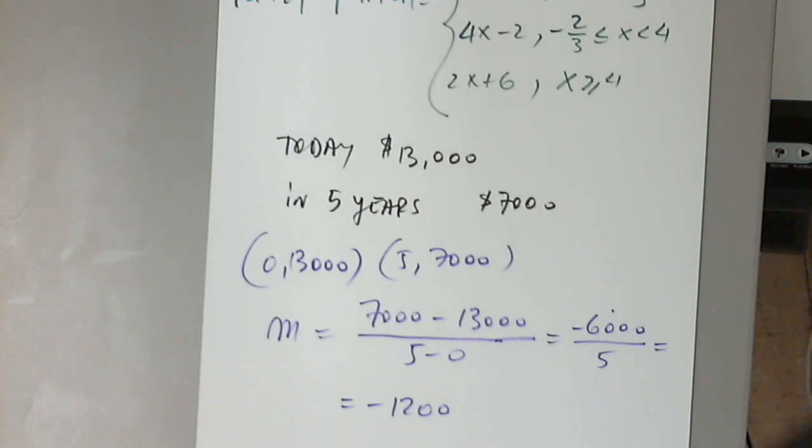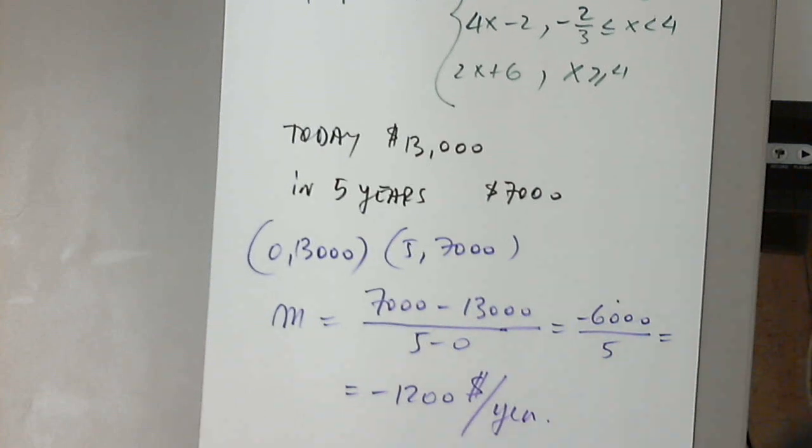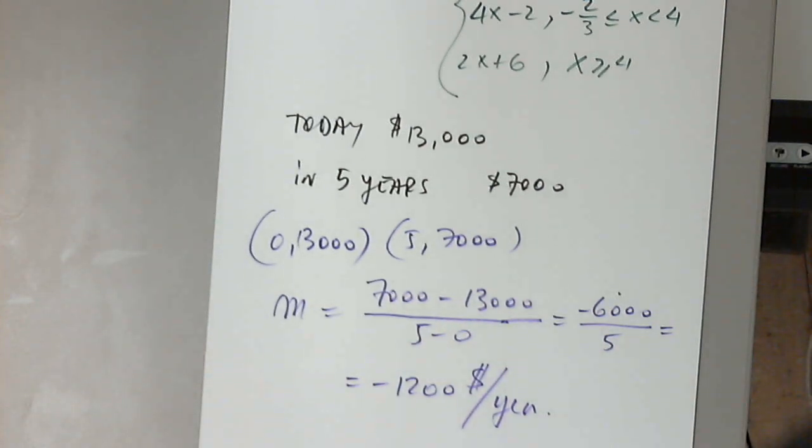Because when you call me and you say, what are you doing? And I say, I'm driving. And you ask me, what is your speed? I'm not going to say 50. I'm going to say 50 per hour. So what is this? Dollars per year. So this is how much it depreciates per year, for each year.